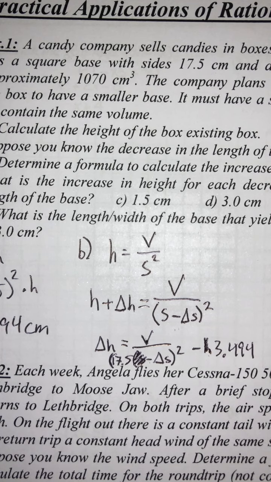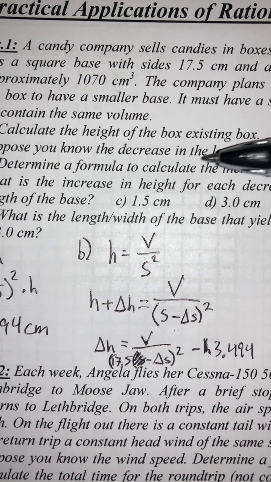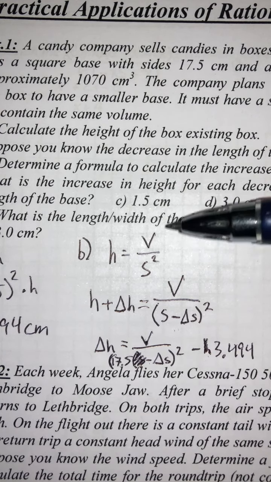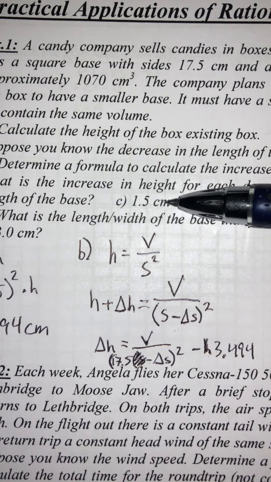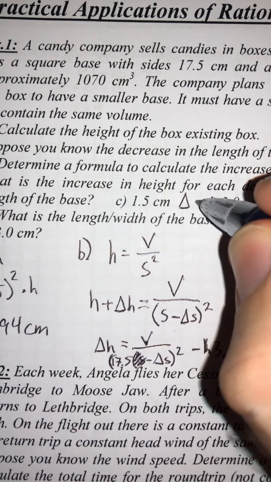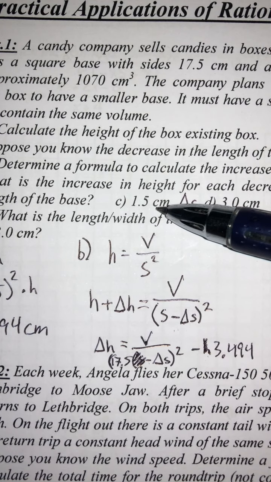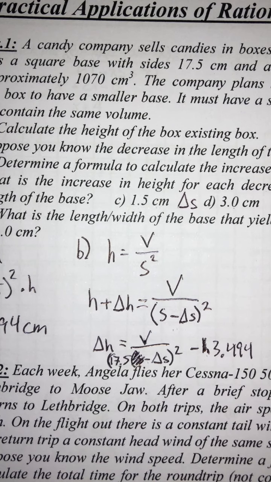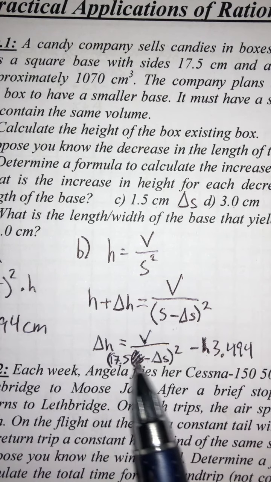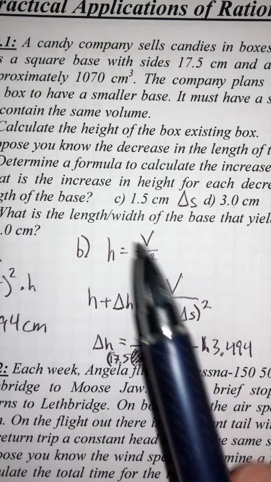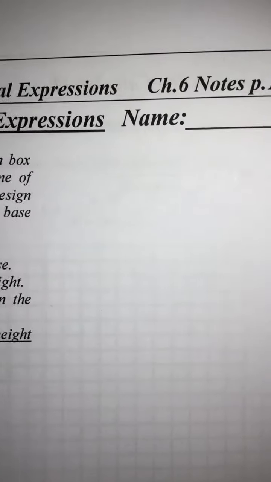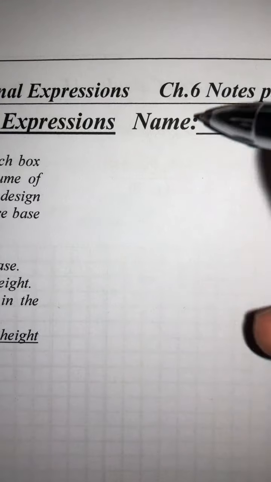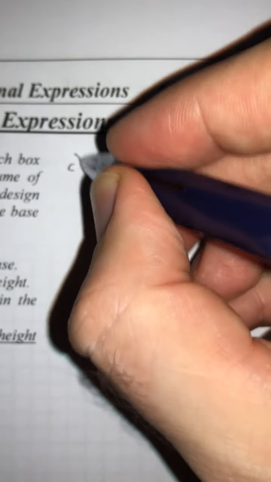So now in the next question, it says, what is the increase in height if I have each of these decreases? So these are both my change in s's, my change in the side length is these two amounts, what are going to be my change in height? So all I'm going to do is take this equation, plug in delta s as 1.5, plug it in as 3, and get an answer. So for the sake of time here, I'm just going to do this quickly.